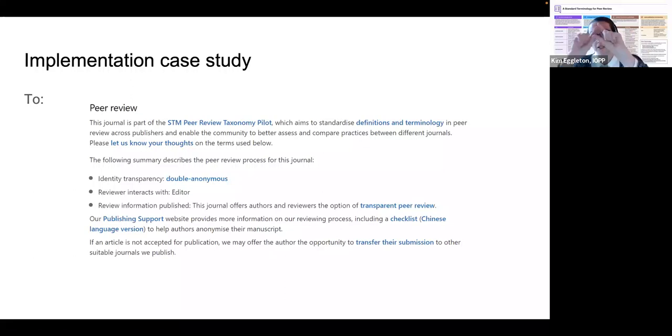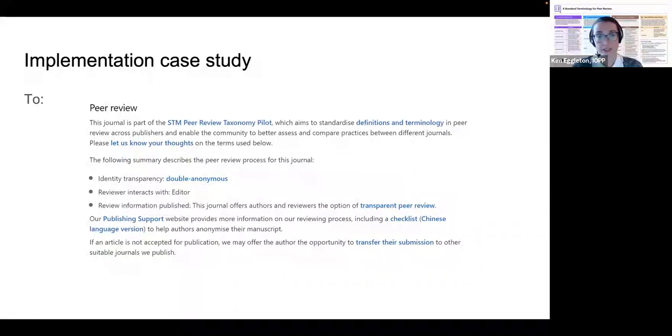So we explained exactly what this description was and why we changed it. And then we had, just as Anna showed, that example of the bullet points. So the journal that this screenshot was taken from runs a double anonymous peer review process. The reviewers only interact with the editor, nobody else.